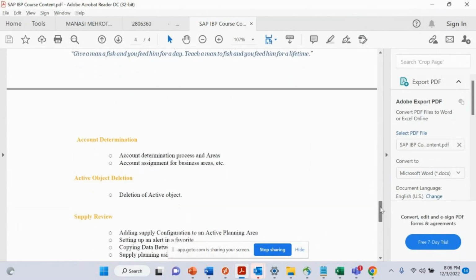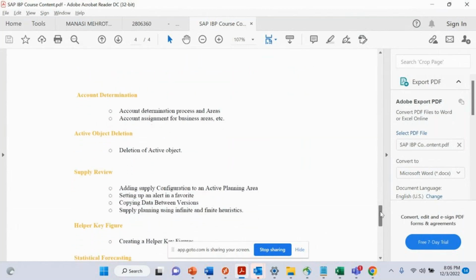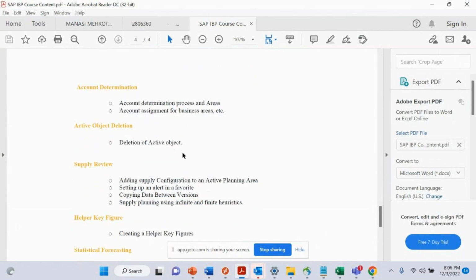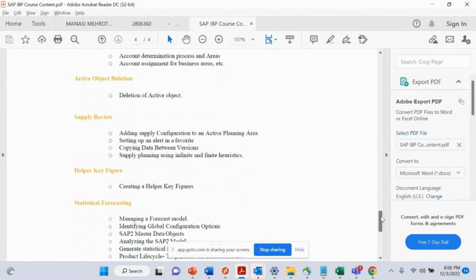Now, how to delete the active planning object, and we'll give you an overview of supply, how the supply looks like, what is the scope of infinite, what is the scope of finite, copying the data between versions, how you can do that in IBP from base version to upside, downside, or any custom versions if you have created any. How to create the helper key figure, what is the advantage of the helper key figure.